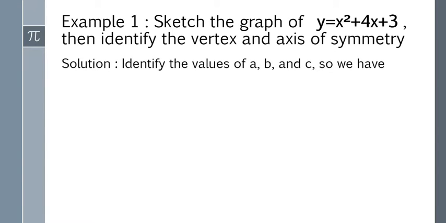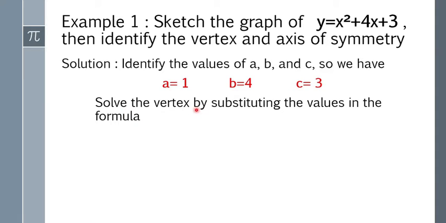So to solve, identify the values of a, b, and c. So we have a is equal to 1, b is equal to 4, c is equal to 3. Solve the vertex by substituting the values in the formula for h and k.